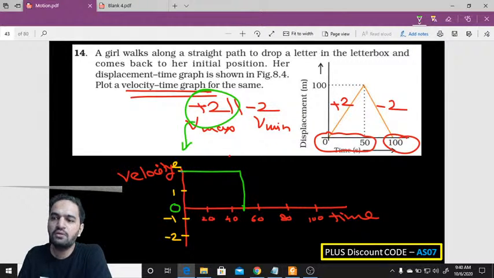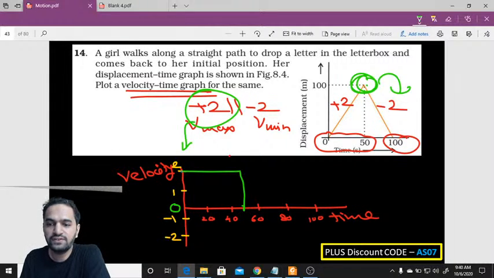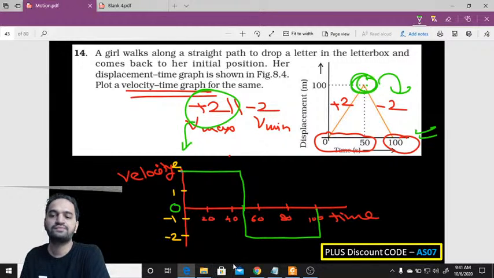But after 50, it is converting to minus 2. So I have taken minus 2. I have gone to the bottom side. Now for what time am I going to have that minus 2? Till 100 seconds. Okay, so I will continue this journey till 100. That's it. So this is plus 2 for 0 to 50 seconds, and from 50 to 100, that is minus 2. So this is plus 2, this is minus 2, this is 50.